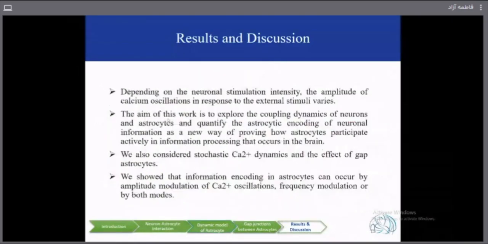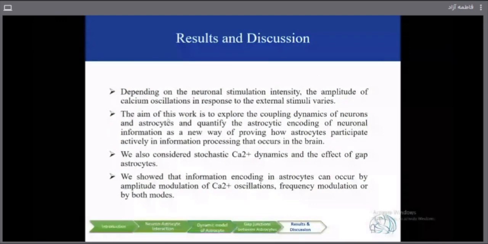So we can see here the results and discussion. As I said before, the present study showed a new angle to analyze neuron-astrocyte interaction and astrocytic implementation in hardware. In fact, this is the first neuromorphic hardware which mimics the gap junctional communications between astrocytes. The proposed digital circuit is able to mimic biophysical information processing and encoding in astrocytes by different modulations: amplitude modulation of calcium, frequency modulation, or mixed modes.